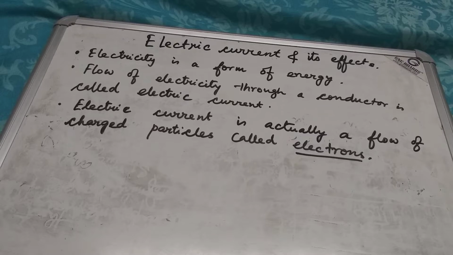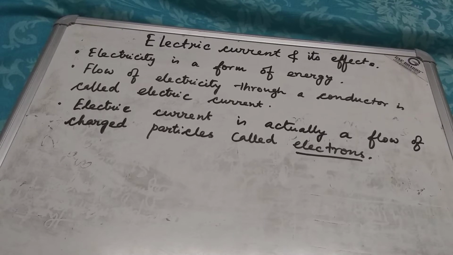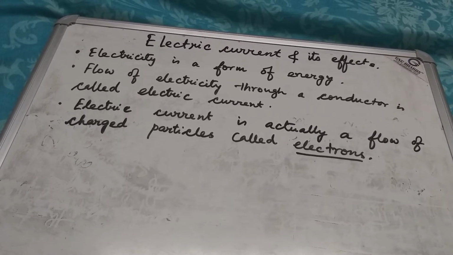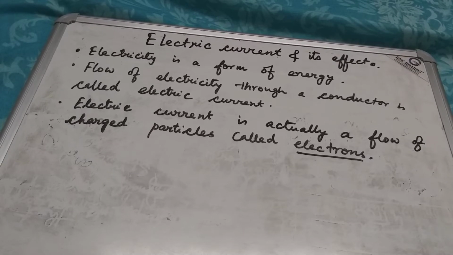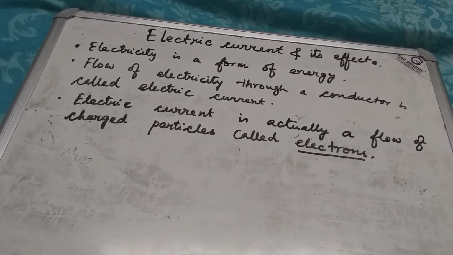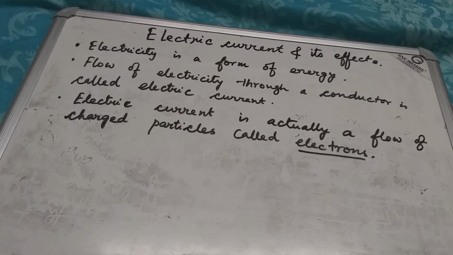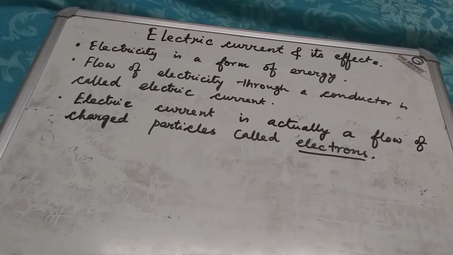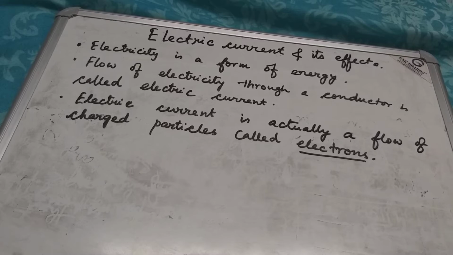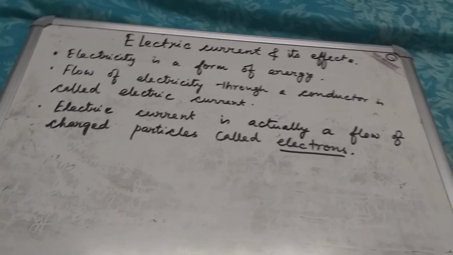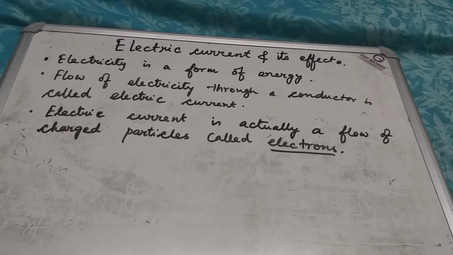So what is electricity? It is a form of energy. The second point is that the flow of electricity through a conductor is called electric current. Basically, what we will study here is the flow of electricity through a conductor. Now, what is a conductor? Conductors are those materials that conduct electricity, right? Conductors and insulators, we are all acquainted with that knowledge. So the flow of electricity through a conductor is called electric current.